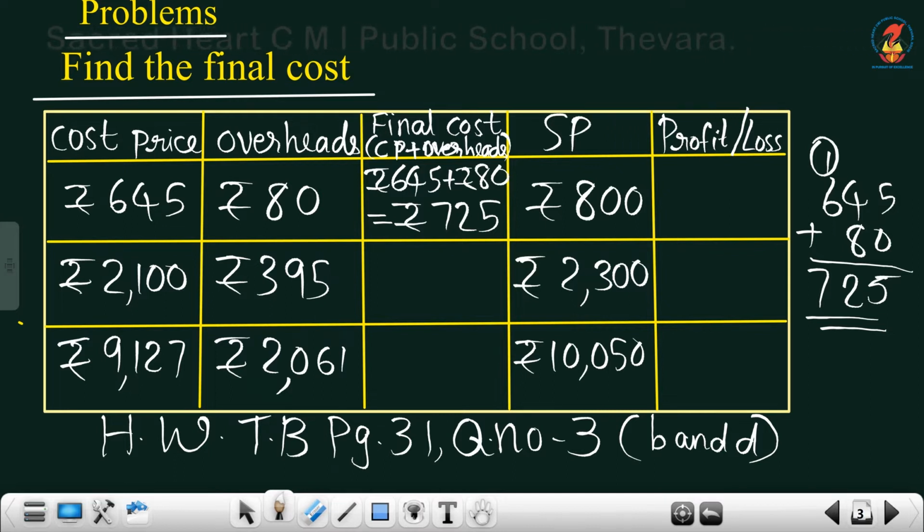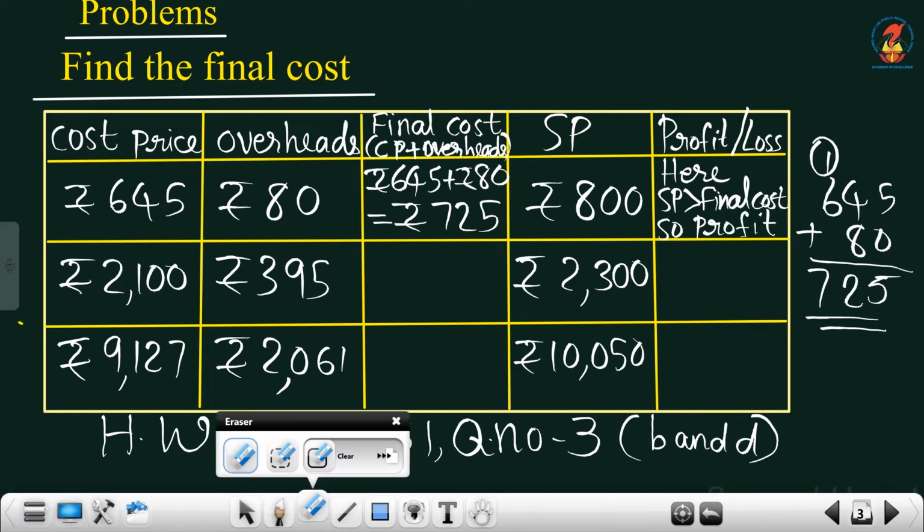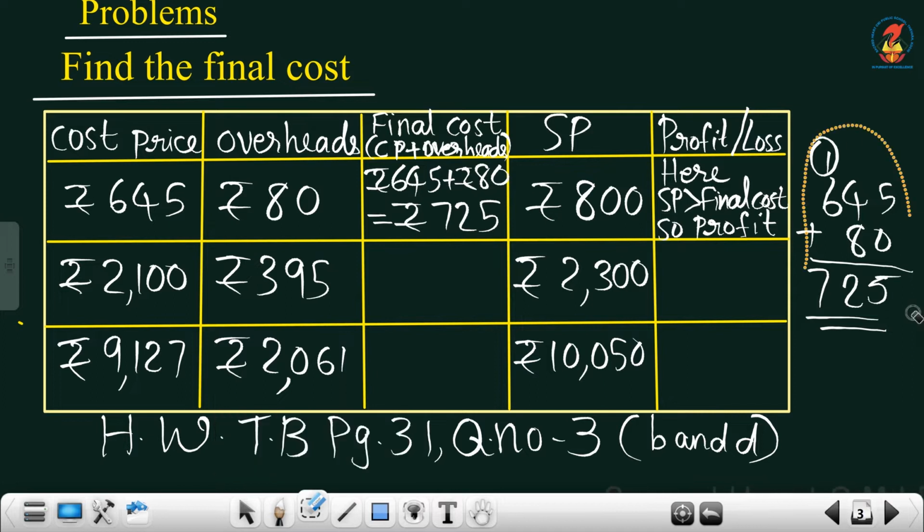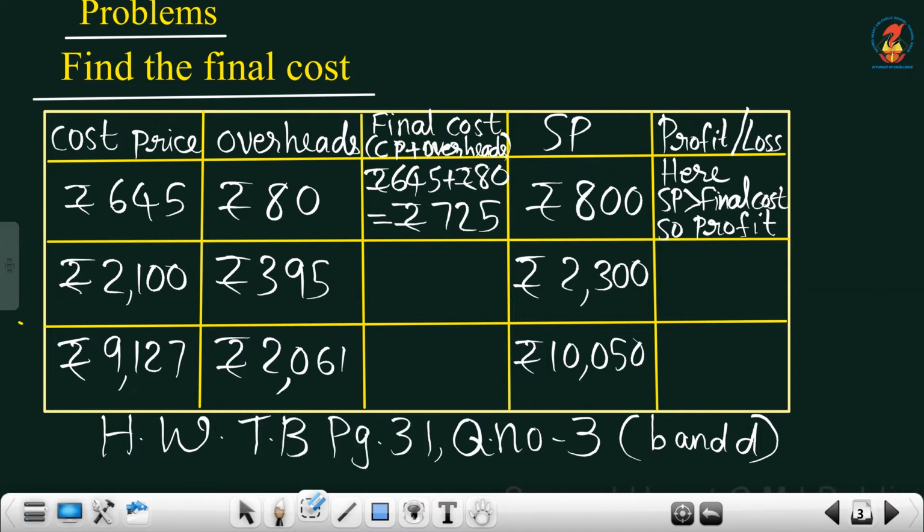Does that person get profit or loss? Profit only. You know what's the reason? Here you need to write SP is greater than final cost. So, profit. Is it clear? Okay.